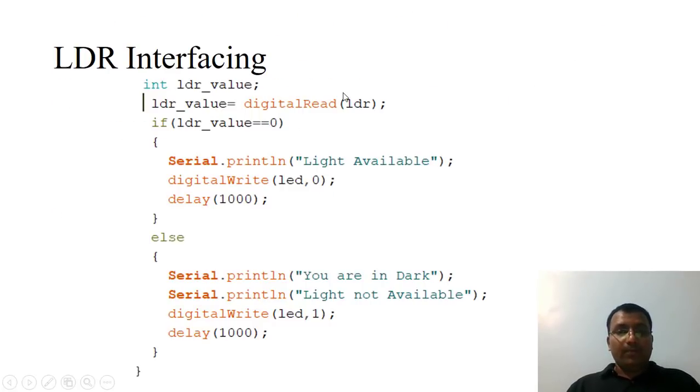I will explain the code now with the LDR. Integer LDR value equals digital read LDR. So I have attached the LDR to pin number 3 and it is going to read the digital value. If the LDR value is 0, then light is available, it will turn off the LED. Else you are in the dark, light is not available, it will turn on the LED. We'll see the demonstration of this.